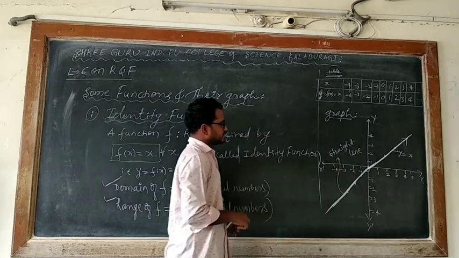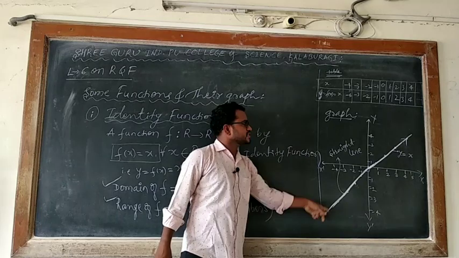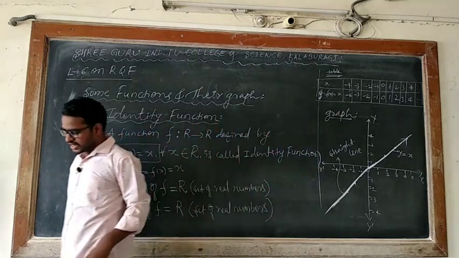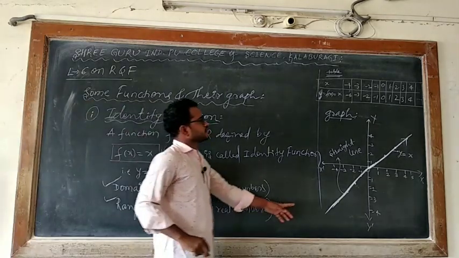Straight line, because this is what you are getting: a straight line passing through the origin. What is the graph of the identity function? The graph of the identity function is a straight line passing through the origin. Is it clear? This is the graph.